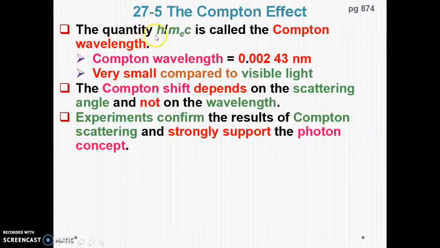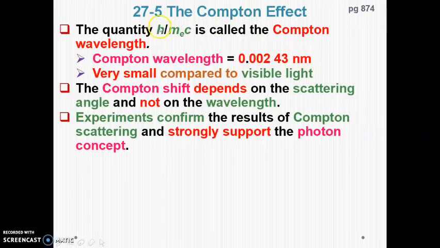So the quantity h over m_e c, we call it the Compton wavelength. So the Compton wavelength here is equal to 0.00243 nanometer. This value you can calculate by using this formula.